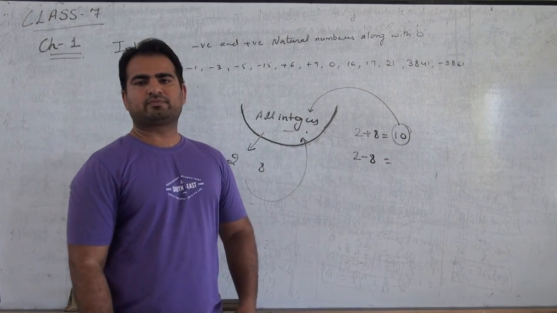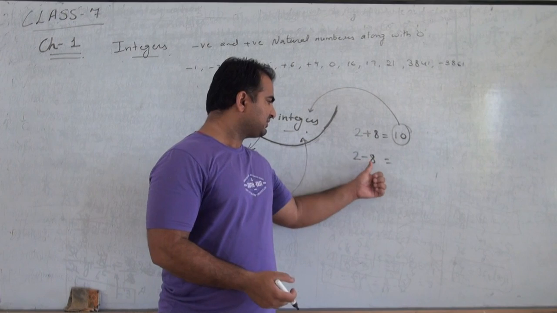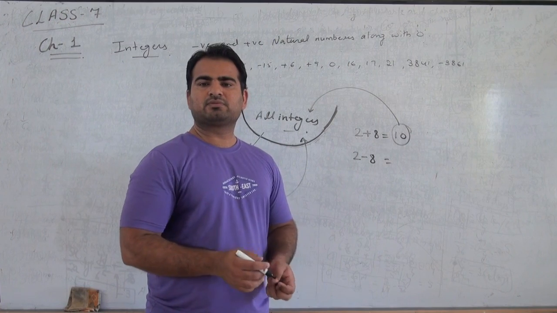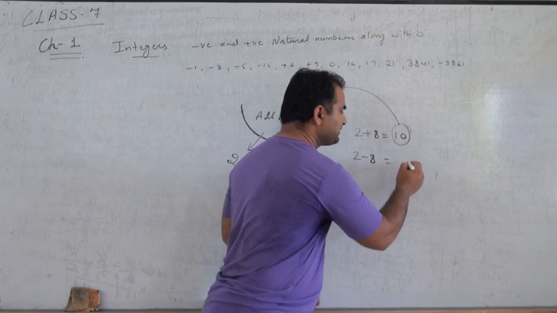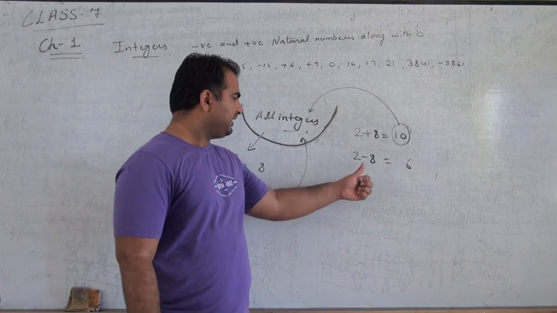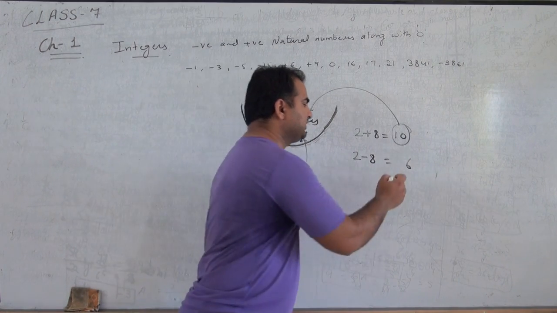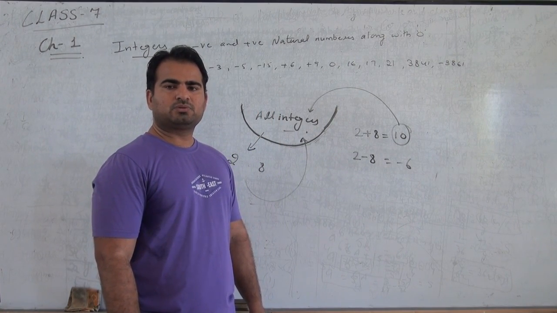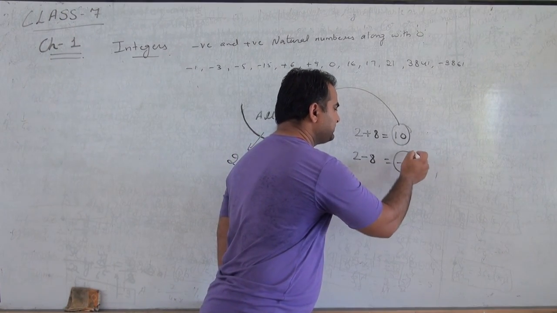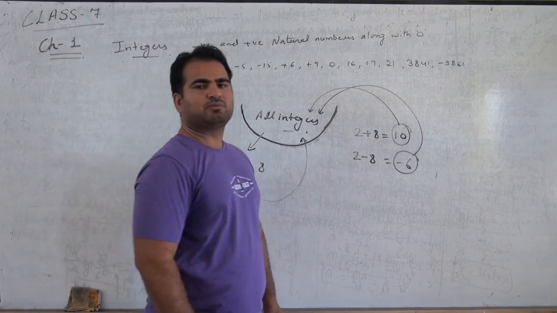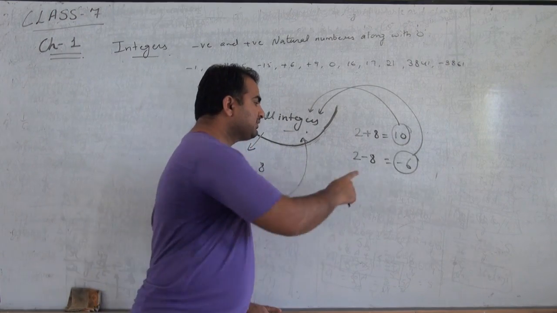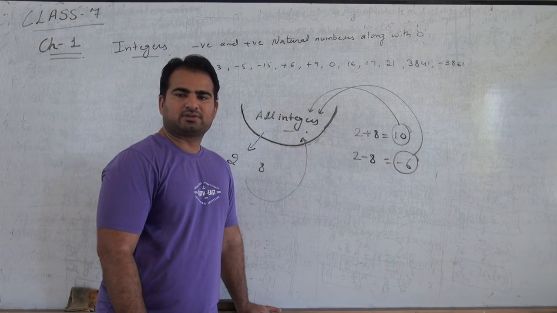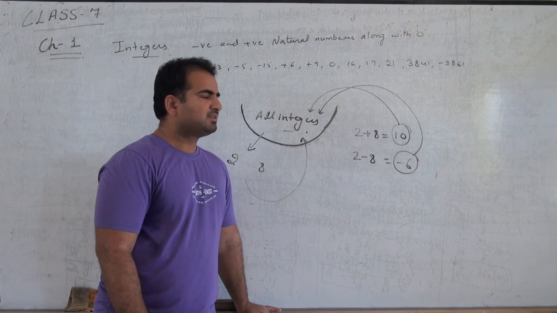But what if we subtract these two numbers? What is 2 minus 8? It is positive 2 and negative 8. Opposite signs are there, so we have to subtract. What is 8 minus 2? It's 6. And which one is bigger? 8 is bigger, so we write the sign of negative. Is minus 6 an integer? Yes. It means that closure property follows subtraction.